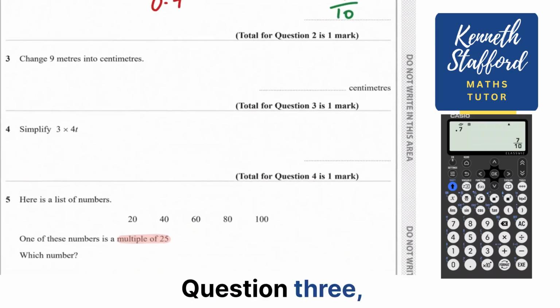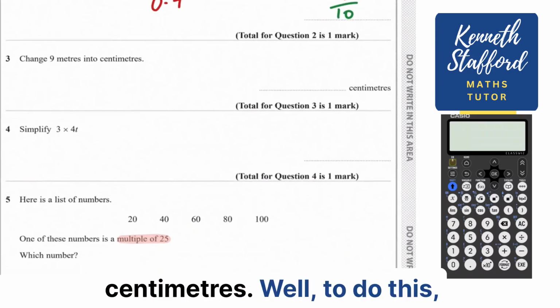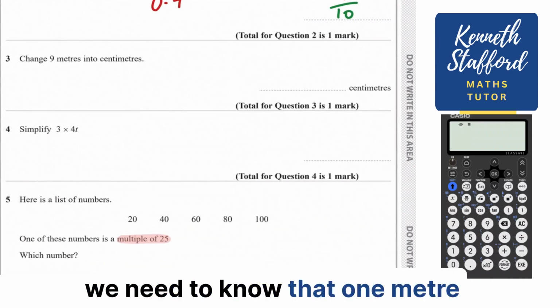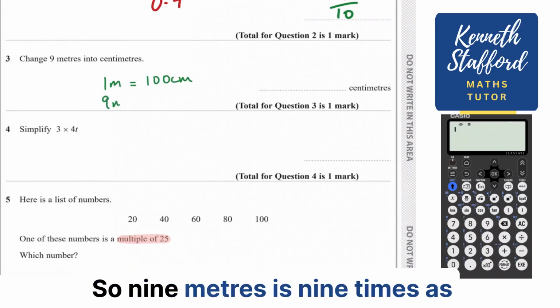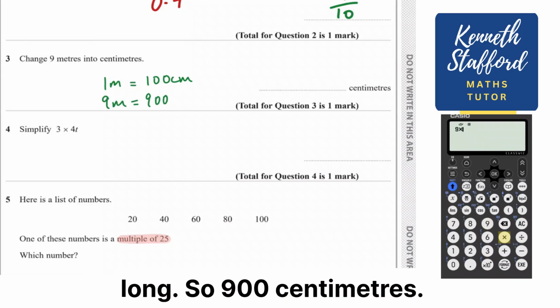Question 3, change 9 meters into centimeters. Well, to do this, we need to know that 1 meter is 100 centimeters. So 9 meters is 9 times as long, so 900 centimeters.